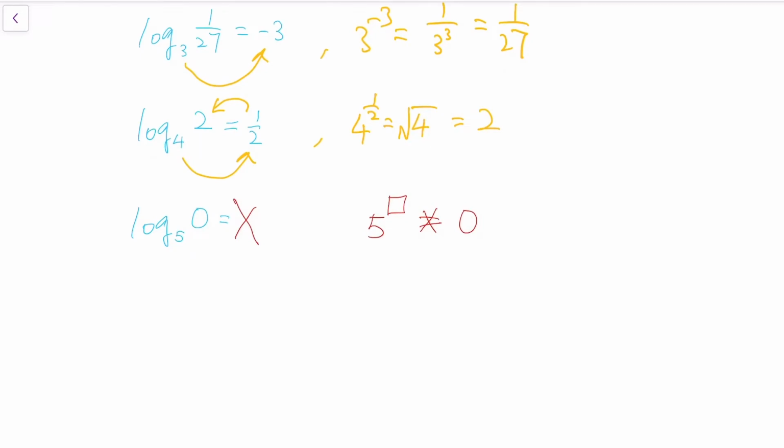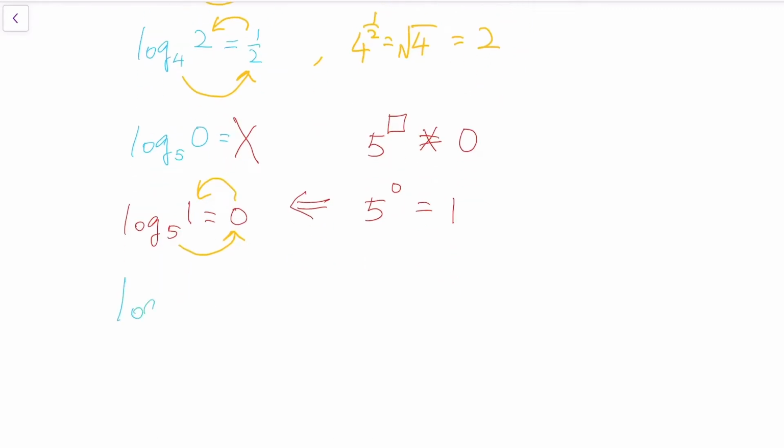Okay? You might say, wait, what about 1? Don't we have something to do with the power of 0 is 1? Well, that is true. But that's only that if you raise 5 to the power of 0, you get 1. What that means is if you have log 1 base 5, you get 0, right? Because 5 to the power of 0 is 1. Okay, don't mix this up.